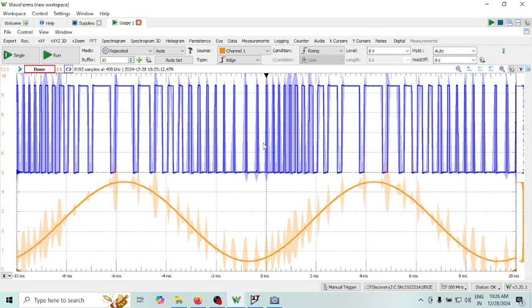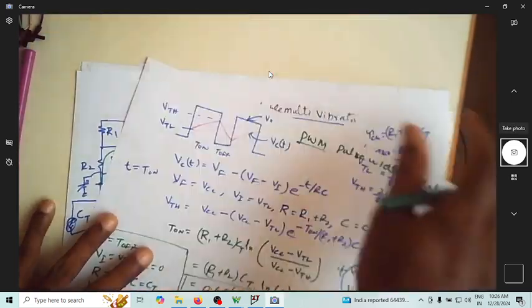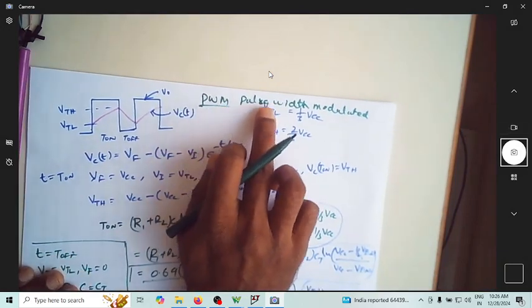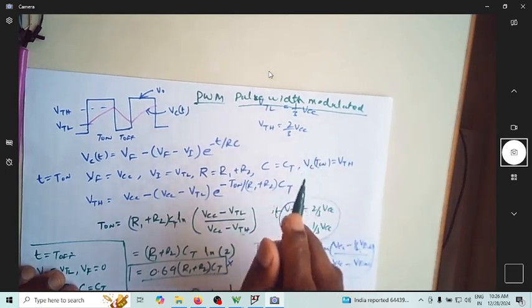That is PWM, pulse width modulated. Let me show you that. This is the pulse width modulated signal waveform. This is usually used for controlling the speed of motors.